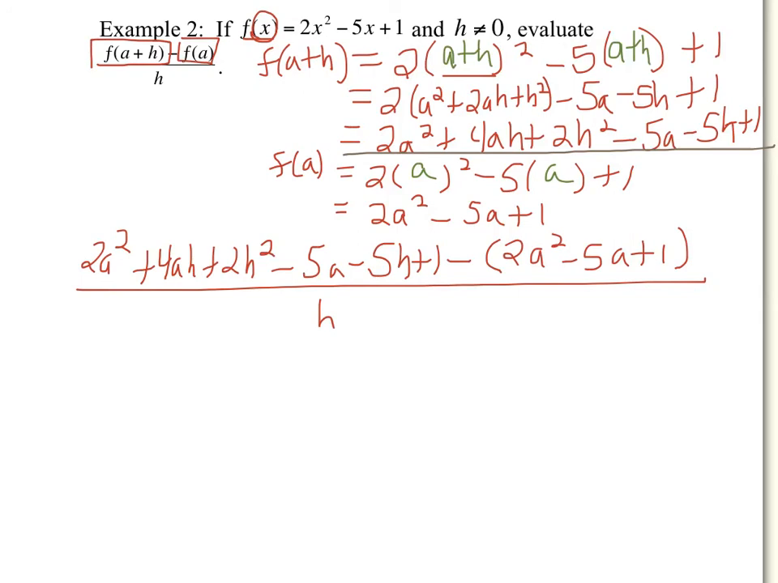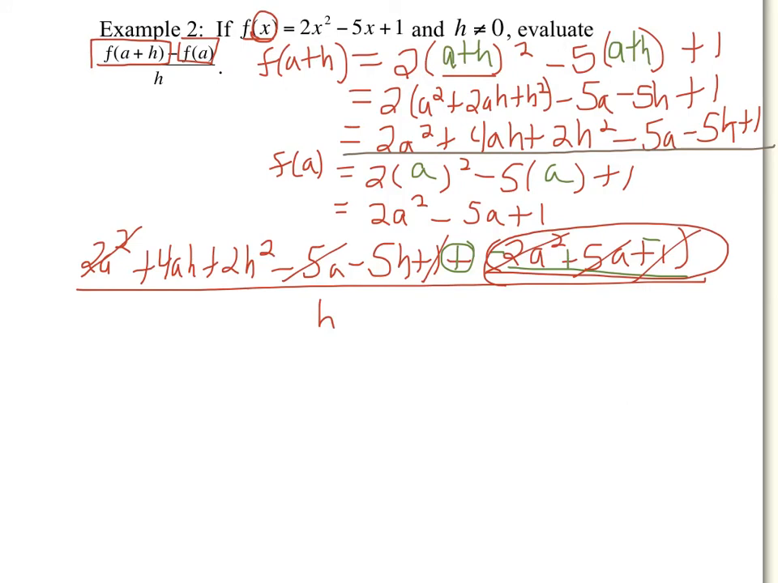Now, I'm going to distribute this negative symbol to everything in the parentheses back here. So I'm going to make it a plus, but then I'm going to make each one of these their opposite. That's another common error. In doing that, you'll see that 2a squared here with minus 2a squared here cancels. Negative 5a and positive 5a cancel. And I have this plus 1 and this minus 1. And I'm telling you right now, this will always cancel out. If it doesn't, then somehow in there we've done our math wrong. Because at this point, we should only have h's left in the numerator.